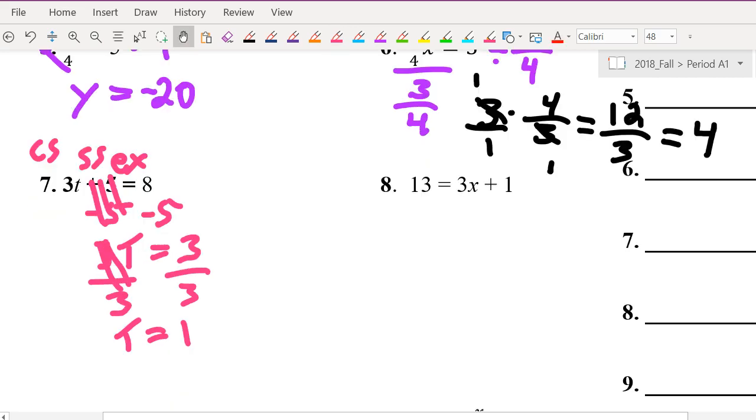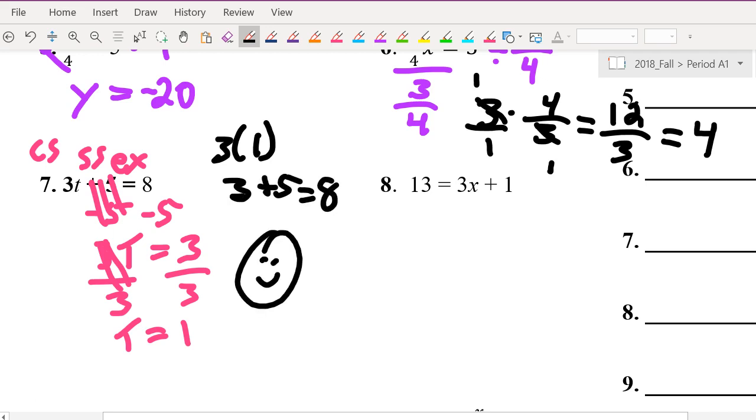I'm going to pause it. If my answer is right, then 3 times 1, which we know is 3, plus 5 would equal 8. Happy face. Well, that's testing after you have your answer. You mean to guess?